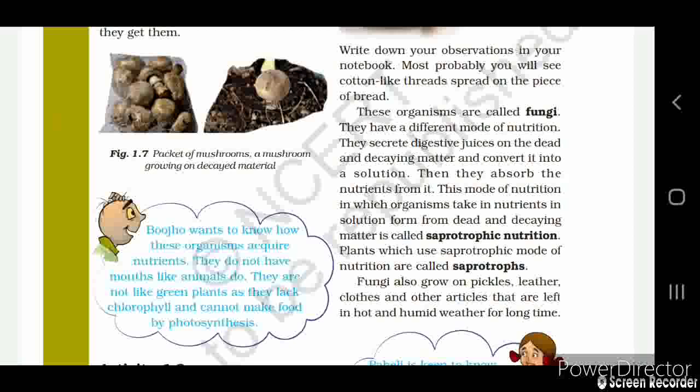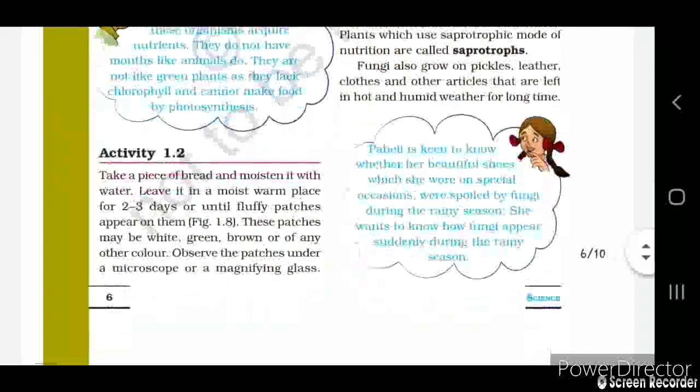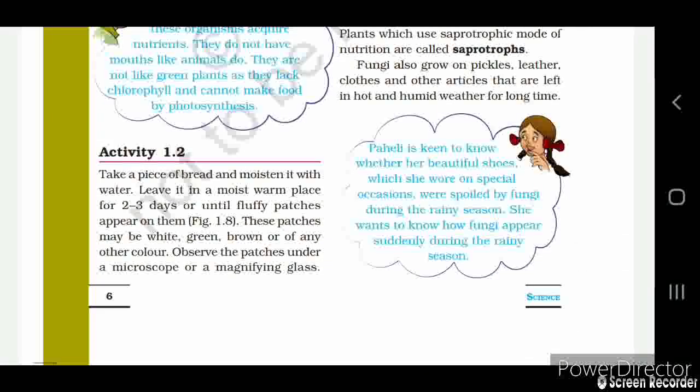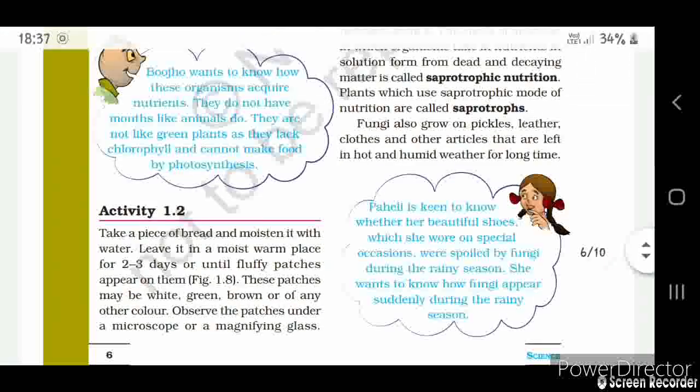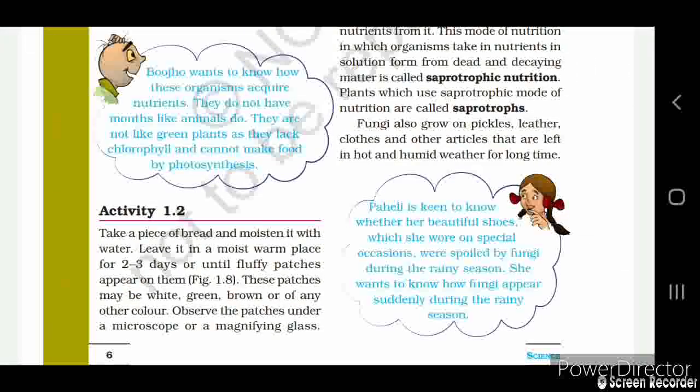And organisms which use the saprotrophic mode of nutrition are called saprotrophs. Fungi also grow on pickles, leather, cloths and other articles that are left in hot and humid weather. On these you can see the growth of fungi.